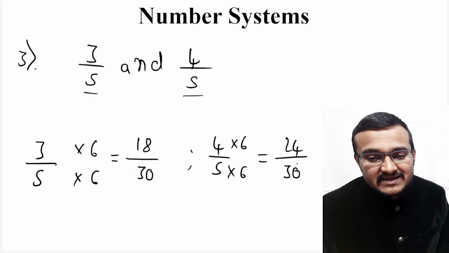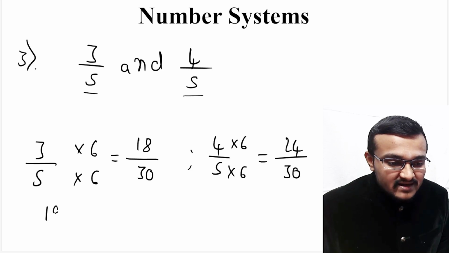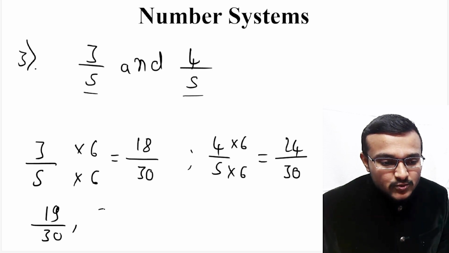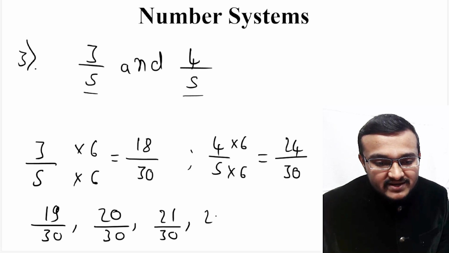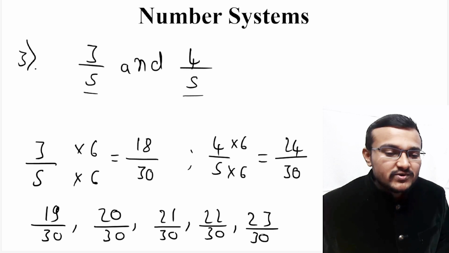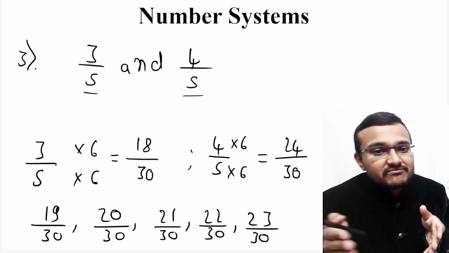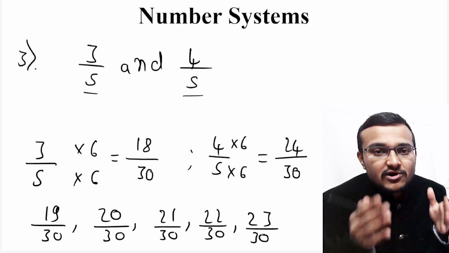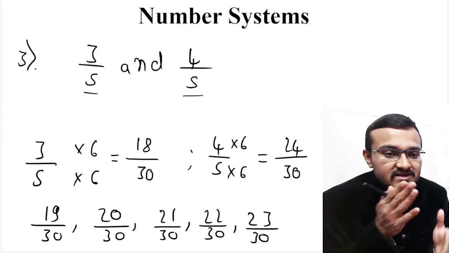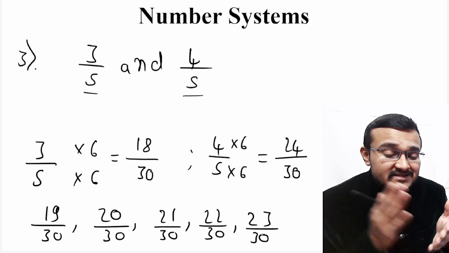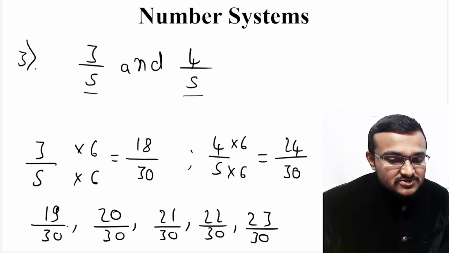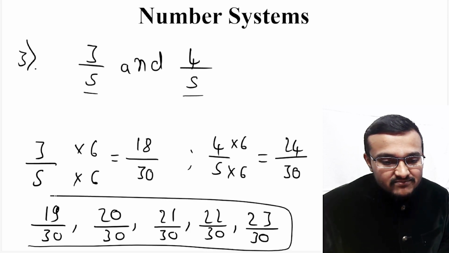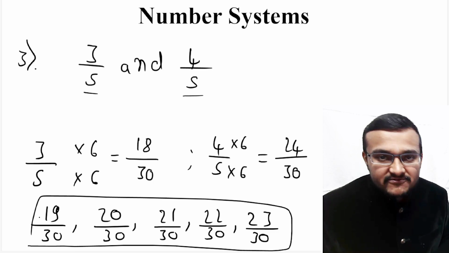So in between 18 by 30 and 24 by 30, you can write 19 by 30, 20 by 30, 21 by 30, 22 by 30, 23 by 30. So 5 numbers you have got, and there are more numbers as well in between 3 by 5 and 4 by 5. Always remember there are infinite numbers between 3 by 5 and 4 by 5. That is, infinite rational numbers in between 3 by 5 and 4 by 5. So now we have got these 5 rational numbers in between 3 by 5 and 4 by 5.